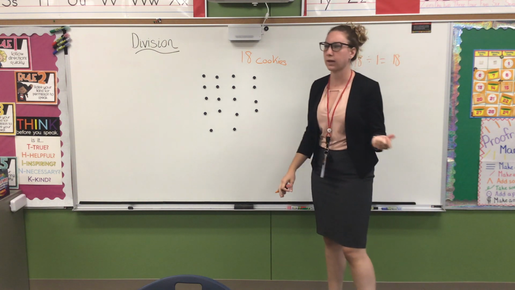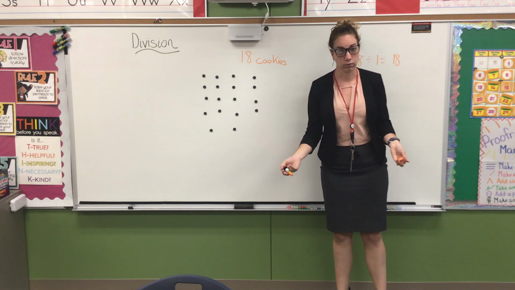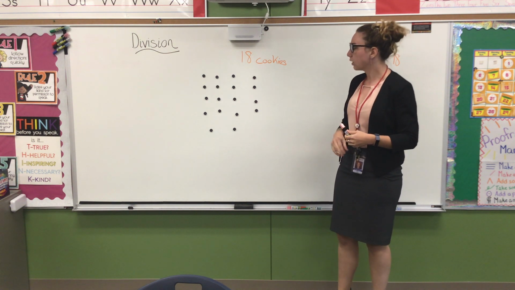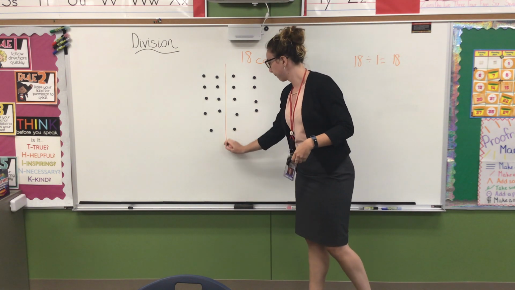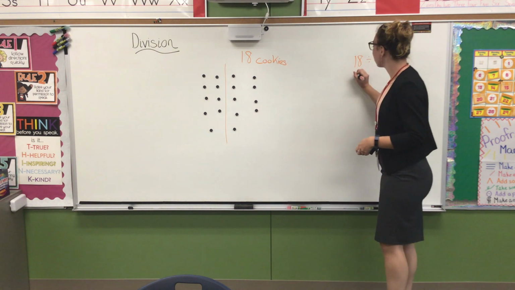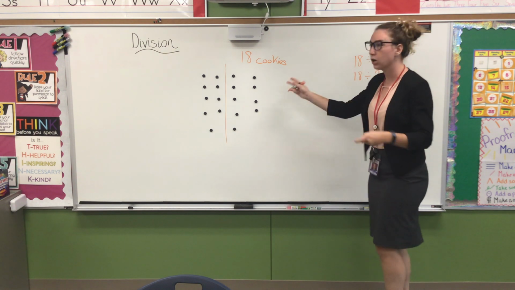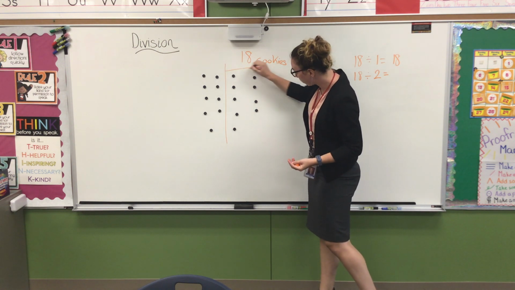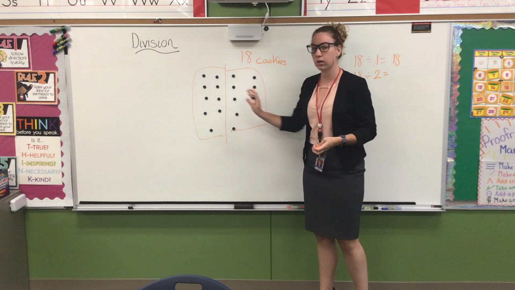But my friend's coming over to the house, and it wouldn't be very nice if I ate all 18 cookies without sharing, right? So I'm going to split 18 cookies into 2 groups. What is 18 divided into 2 groups? How many cookies are in each group? It's not 18 anymore because now here's one group, and here's one group. How many are in each group?